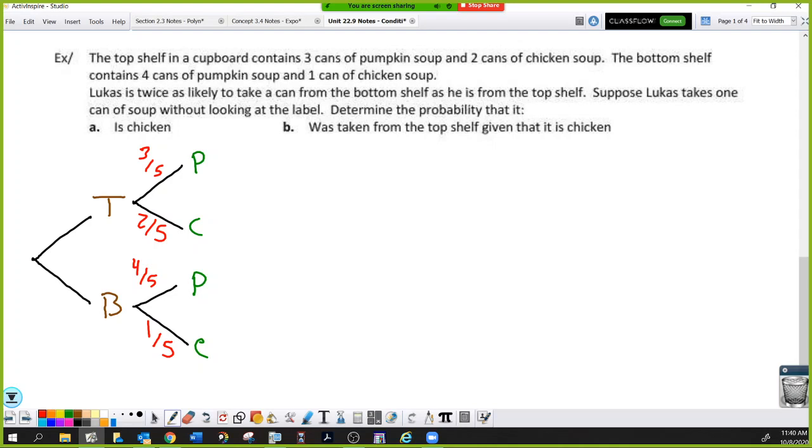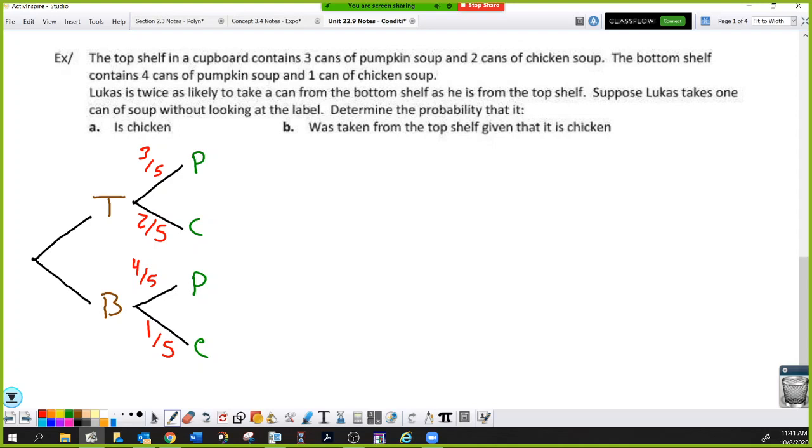Wait, why would it be 1/3 and 2/3? Well, let's talk about it. If we said the probability of the top shelf was 1, let's just forget for a minute that 1 means 100% true, okay? Then the bottom would be 2. Well, if you add those up, you get 3, right? Okay, but the 2 branches always have to add up to 1, don't they? So then you would divide by 3. So you'd have 1/3 and 2/3. So they add up to 1.